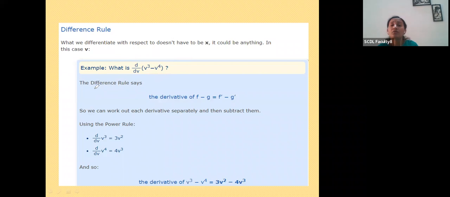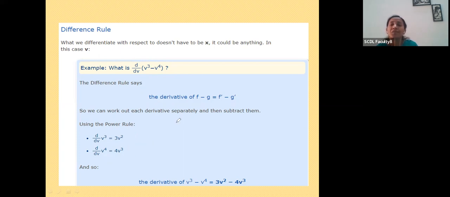For this, we have to use the difference rule. In this difference rule, f minus g, so the derivative of f, f dash, minus the derivative of g, g dash. So that is d by dv of v cubed minus d by dv of v to the fourth. d by dv of v cubed is 3v squared, and d by dv of v to the fourth is 4v cubed, which I get by using the power rule.